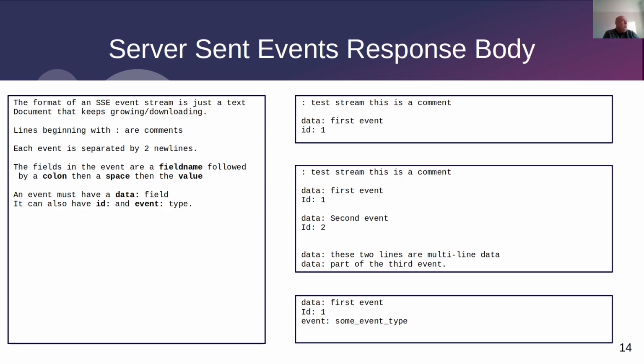Okay, so let's look at what the response body would look like. The format of an SSE event stream is like a text document slowly downloading. It's a text format protocol, so there's no complicated binary data in there. Lines of this document that begin with a colon are just comments. You separate each individual event that is sent with just 2 new lines.